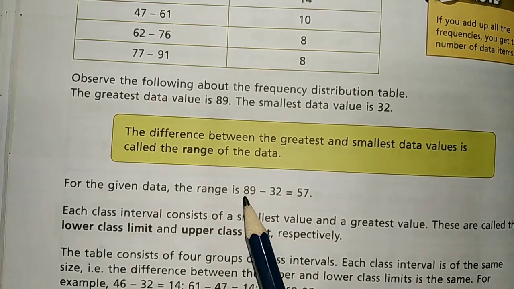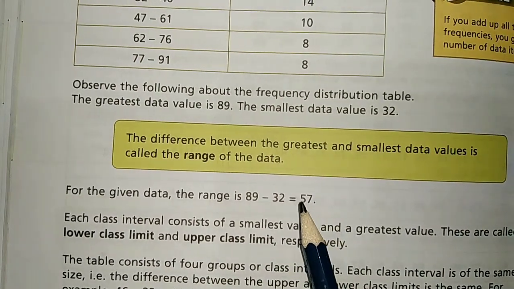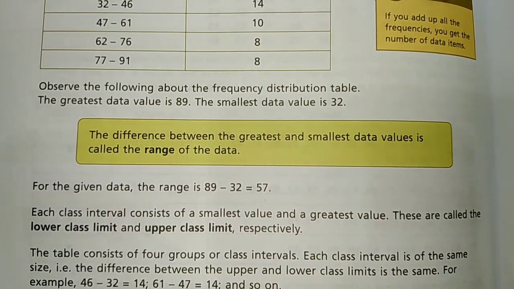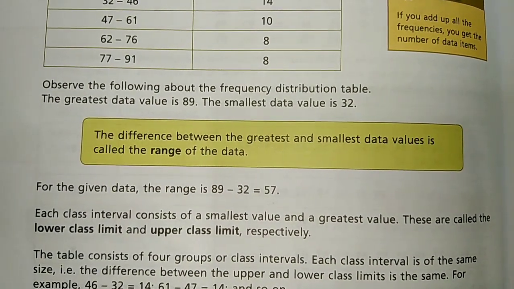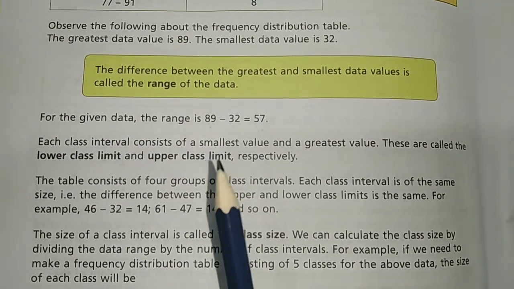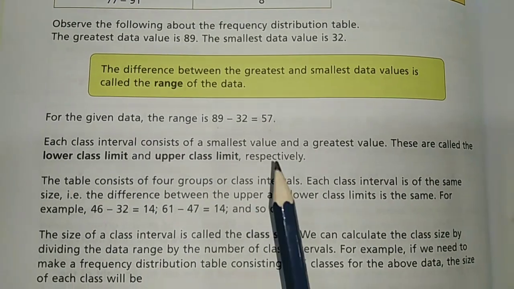For the given data, range is 89 minus 32, that is 57. So 57 is the range of that frequency distribution table. Each class interval consists of a smallest value and a greatest value. These are called the lower class limit and upper class limit respectively.